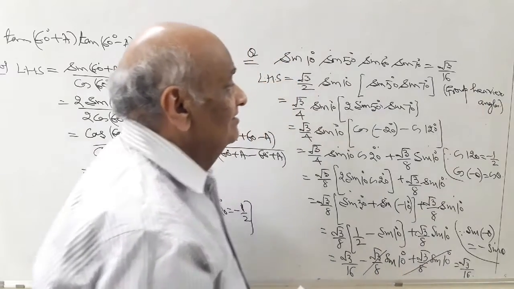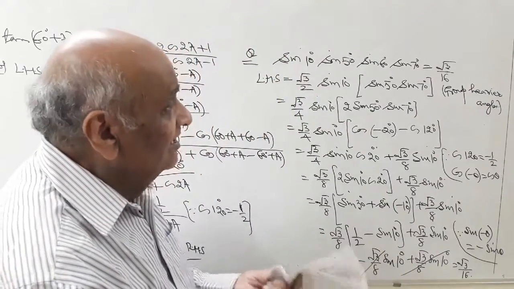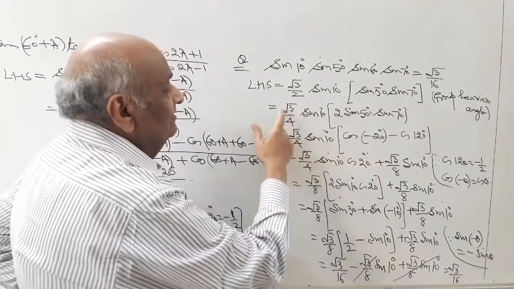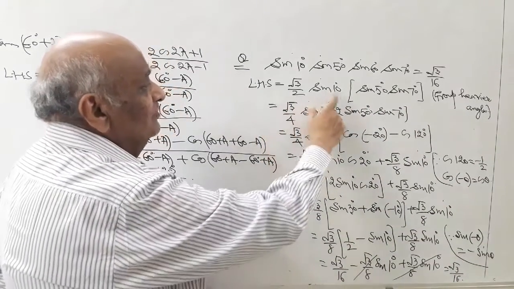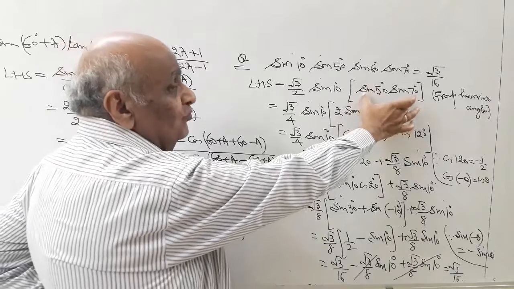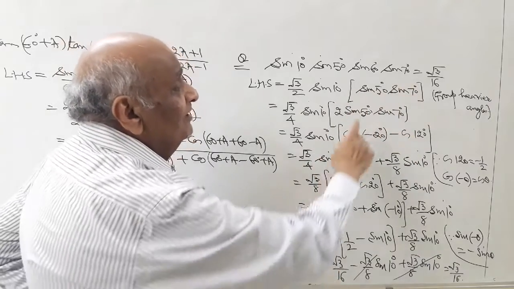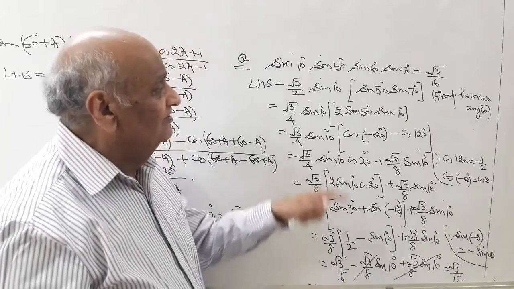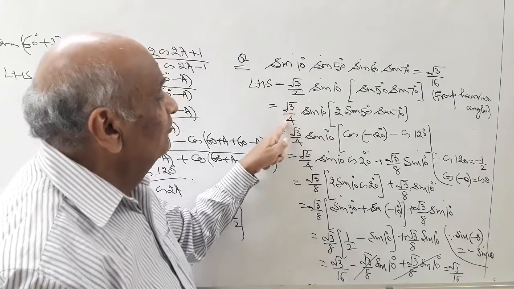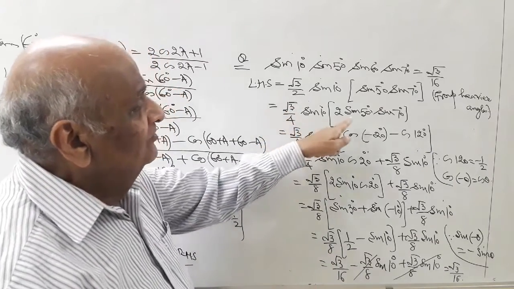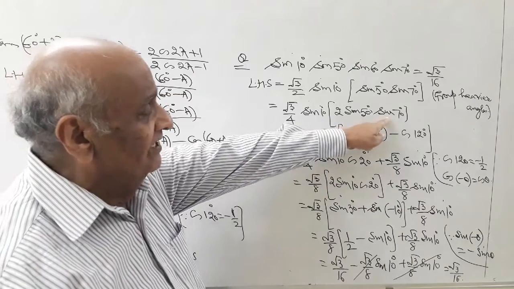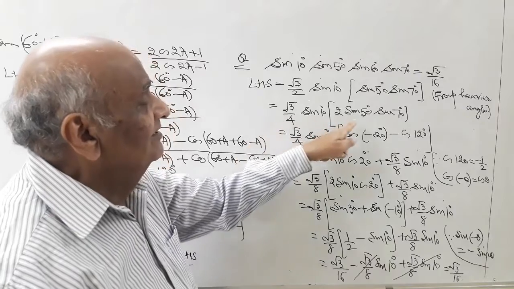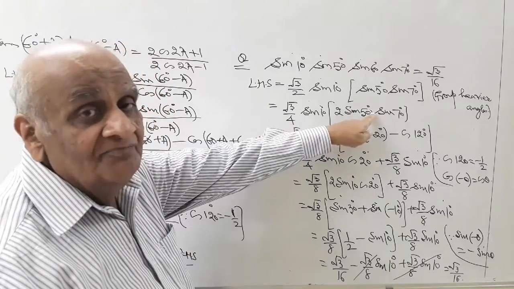Group the heavier angles. The heavier angles are 50 degrees and 70 degrees. So I say under root 3 by 4 sin 10, group these two. Now I want 2 sin A sin B, the fourth formula. For this case, under root 3 by 4 sin 10, 2 sin 50 sin 70. Balance by 2. Apply the fourth formula, AB.